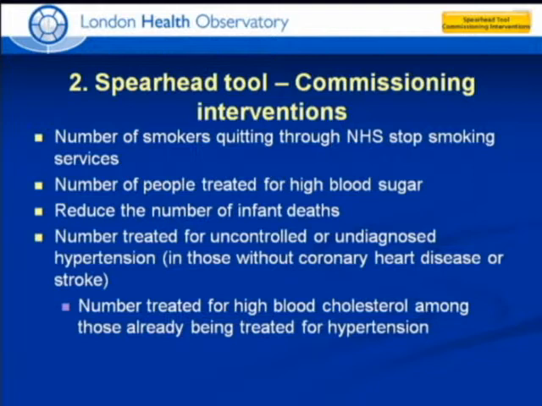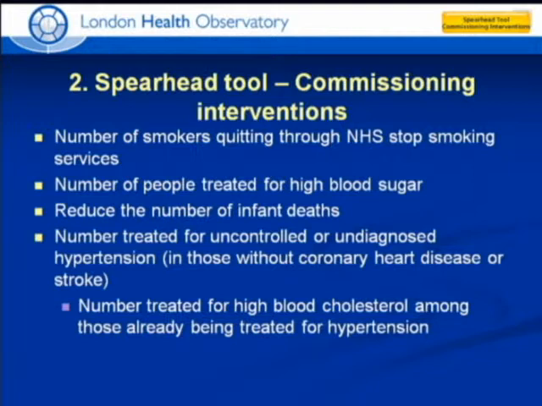It looks at the number of people treated for high blood pressure. It also looks at infant deaths, although that is not really an intervention in this context. What would happen if you changed infant deaths? What would the effect be on life expectancy? It looks at the numbers treated for uncontrolled or undiagnosed hypertension, in those without existing coronary heart disease or stroke, though. And there's an additional intervention for treatment for high blood cholesterol among those already being treated for hypertension.